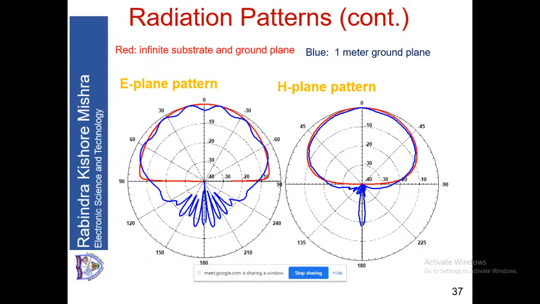Now you see the E plane pattern is wider, broader compared to the H plane pattern, or the H plane pattern is more directive than the E plane pattern. That you can say. That is one point.